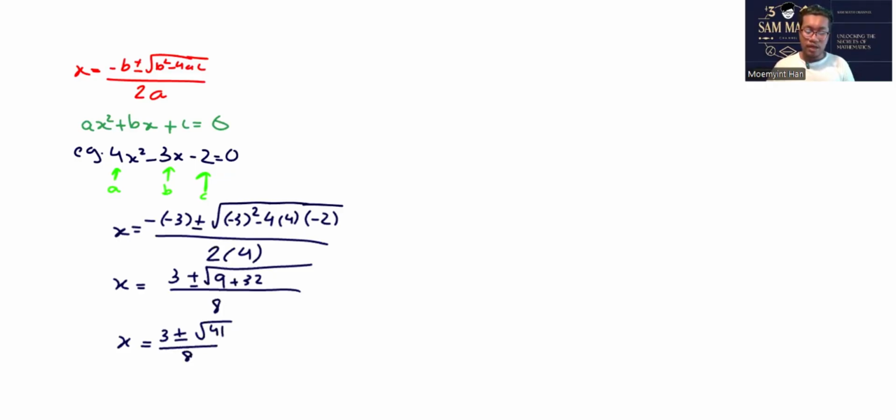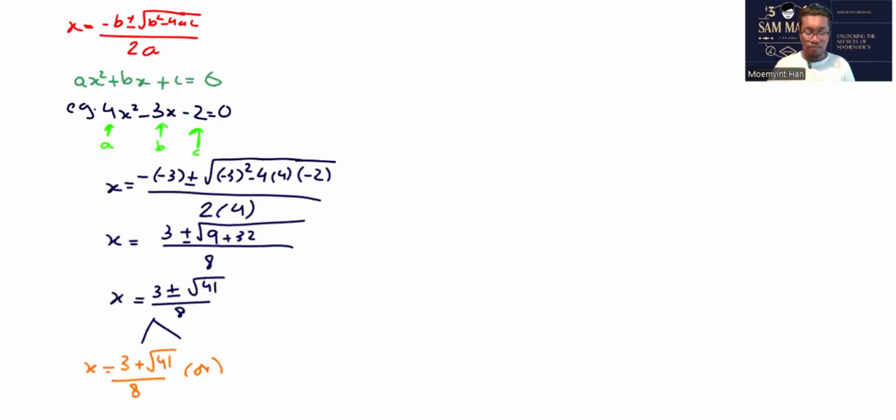So you're going to get 2 answers. As I said, a quadratic equation has ambiguity. So you have x equals 3 plus the square root of 41, over 8, or you have x equals 3 minus the square root of 41, over 8. So these are the two answers you're going to have.